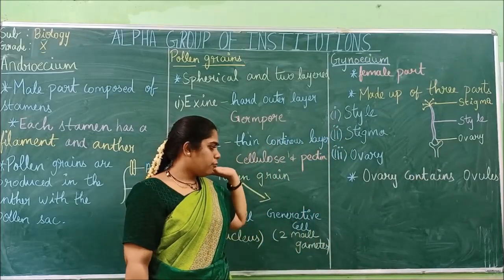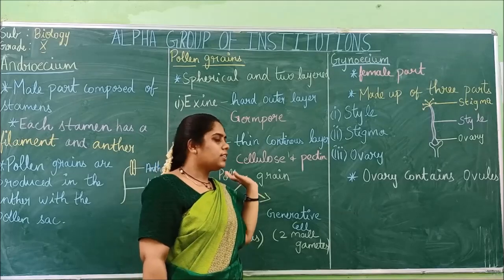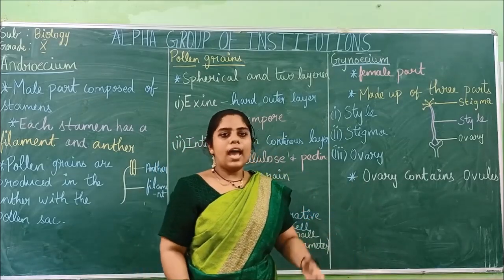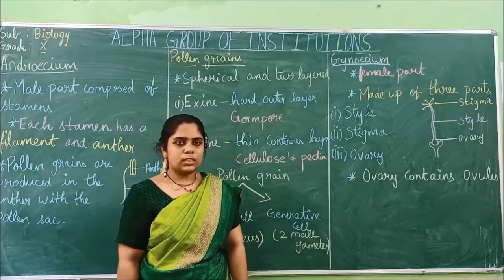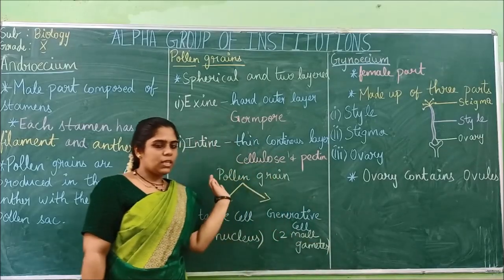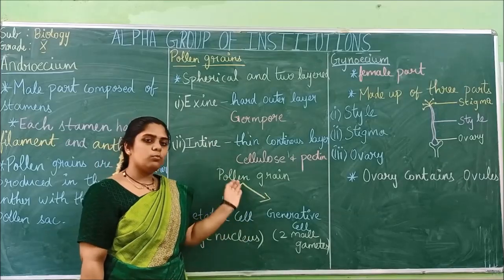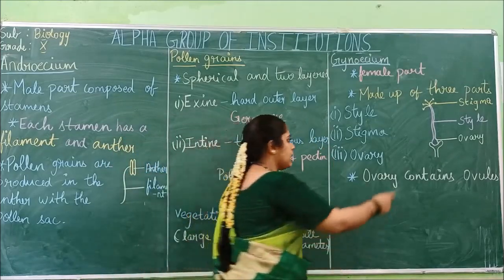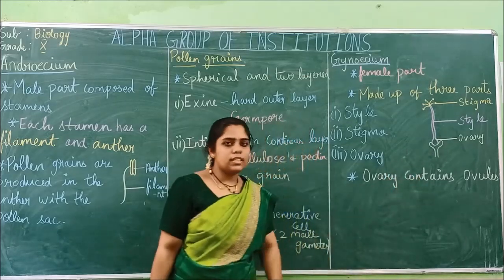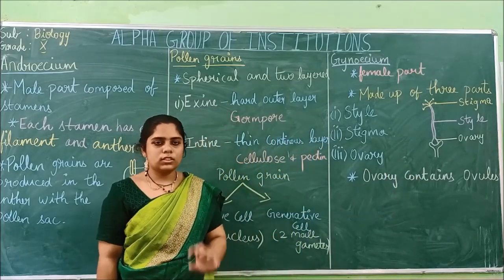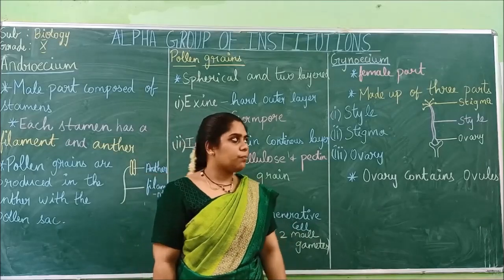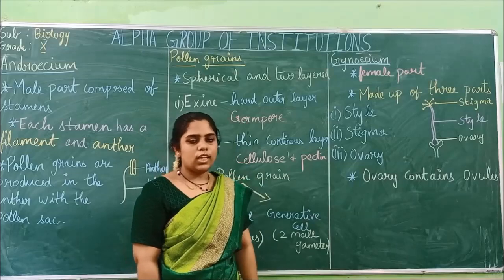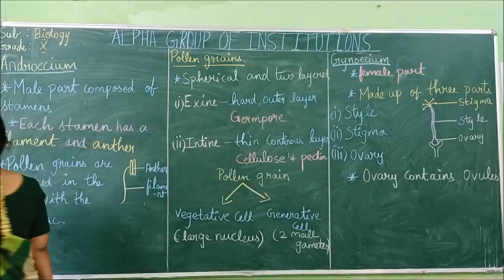So the gametes from the pollen grain go inside the gynoecium and reproduction takes place. The main gamete will move from the androecium onto the gynoecium, and here reproduction takes place and the seed will be formed. So this is the process of sexual reproduction, and we saw the parts of the gynoecium. I will give you a short recap from the first.